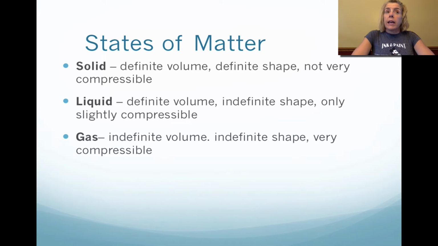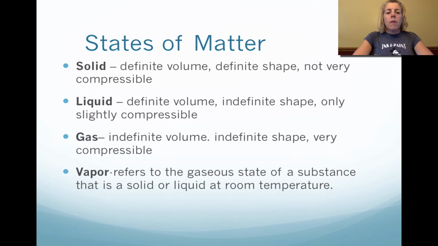And gas is probably the most nebulous out of all the states. It has indefinite volume and indefinite shape. You can smush it down to a very tiny space, and we'll definitely talk about gases later in the year. Vapor is a version of a gaseous state. Typically it's a liquid or a solid that forms a gas. Water is considered vapor.